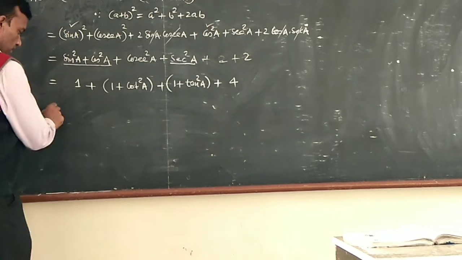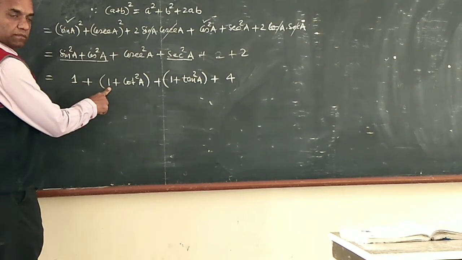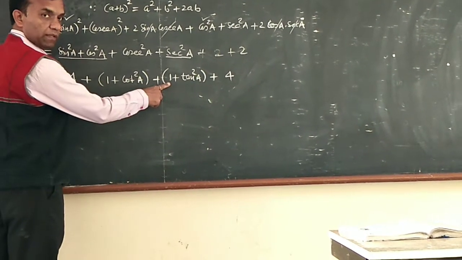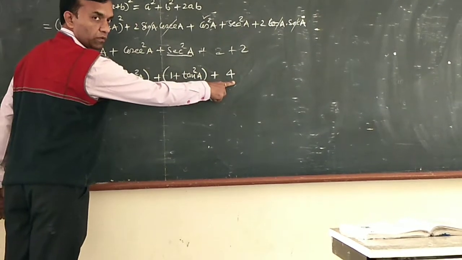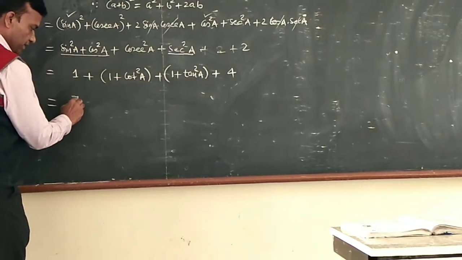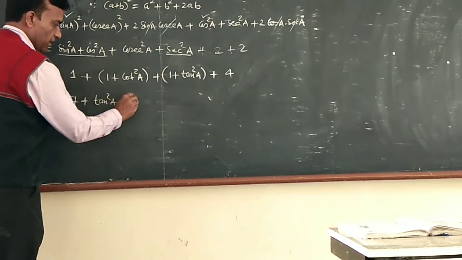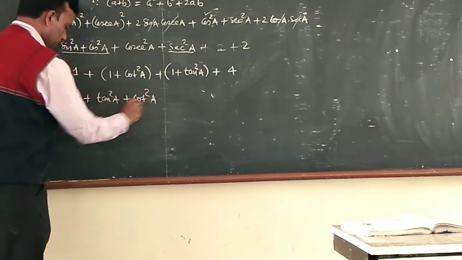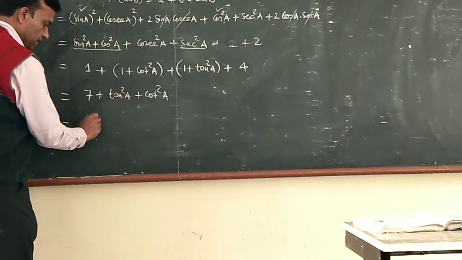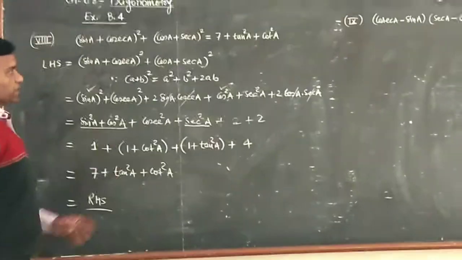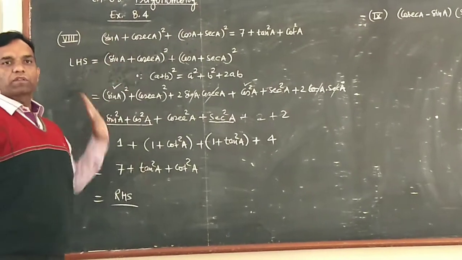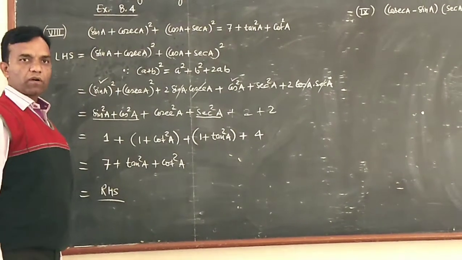Okay, then 1 plus 1, 2, 2 plus 1, 3. 3 plus 4, 7. And the rest is what? Cot square A and tan square A, plus cot square A. Okay, this is the required part. This is the right hand side. This is a very easy question in which you only open the bracket and you get the result. Okay, got it? Yes sir.